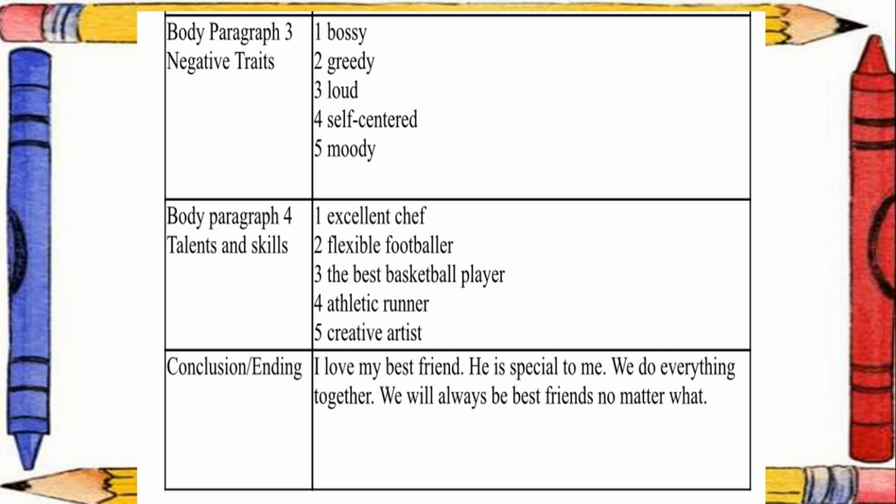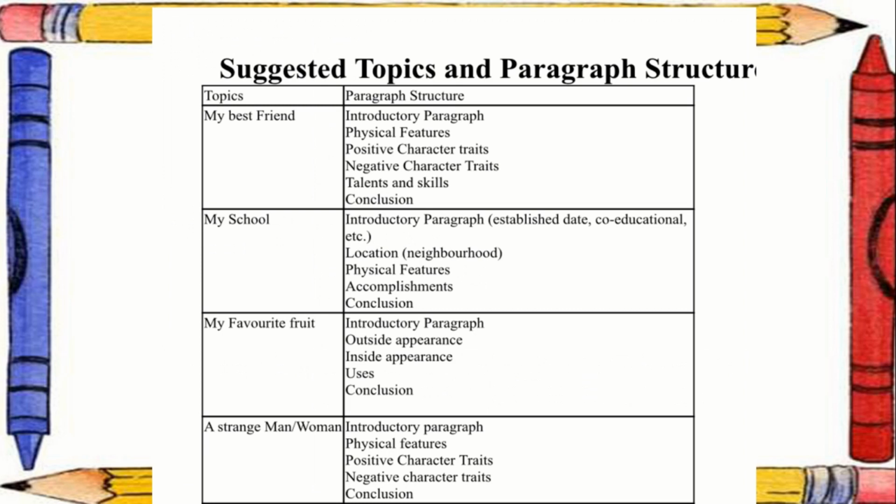And of course, we have the conclusion or the ending. And here is where you're going to just summarize. You're going to give a general idea as to how special that friend is to you. Tell us whether you want to trade your best friend. Just give a summary using some general ideas about your best friend. So moving on.